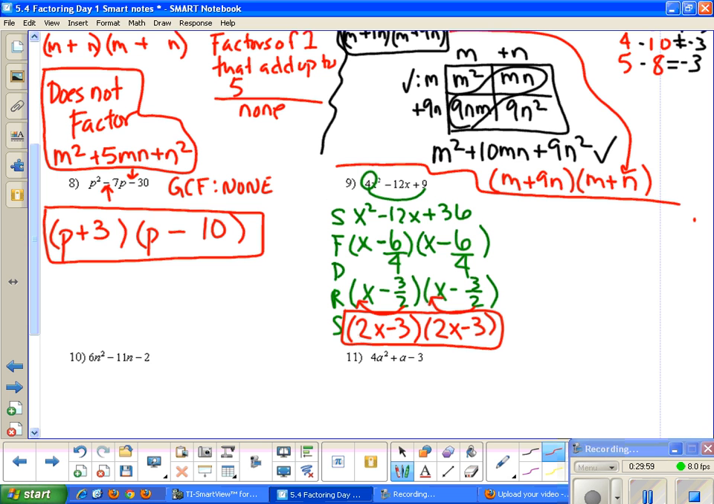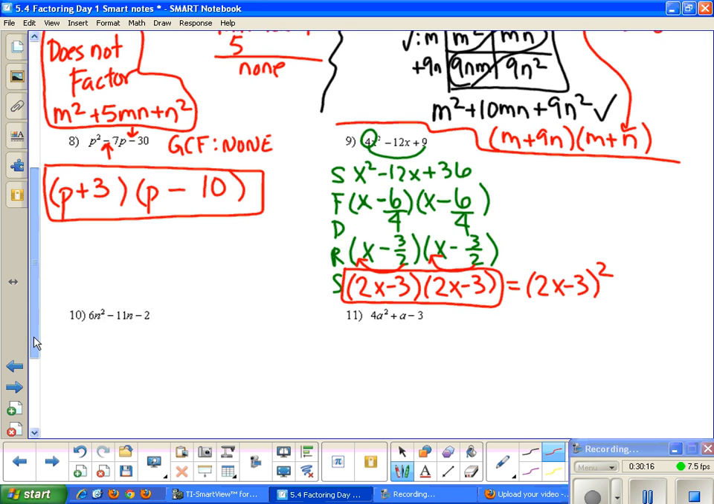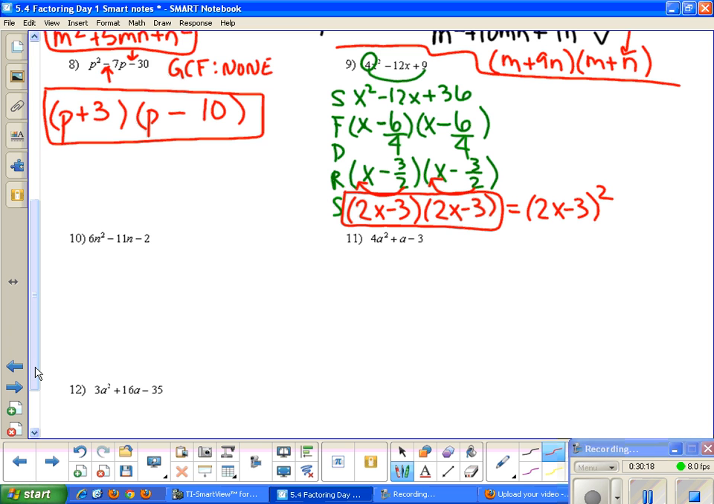Since there's 2 of them and they're the same, just like if I had x times x, I could write x squared, I can write 2x minus 3 all squared, which is the same thing. I would probably write that one because it's a more correct answer. Now let's just check our work and then we'll be done for today. So I'm going to check by multiplying this out. FOIL or box would work, doesn't matter which method you use.